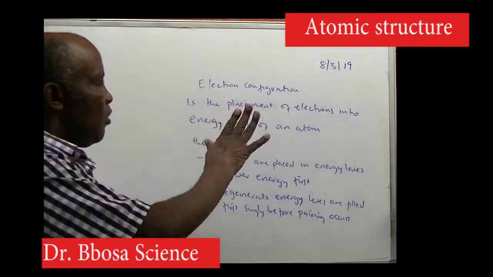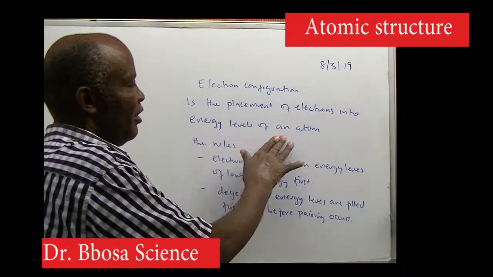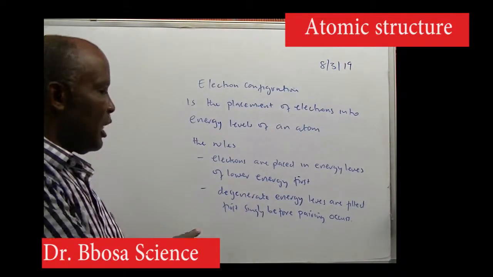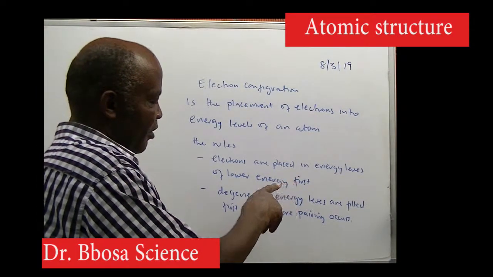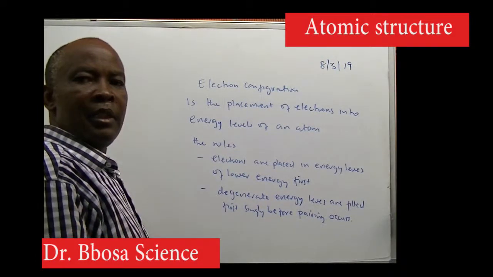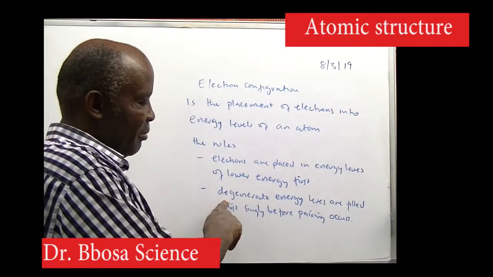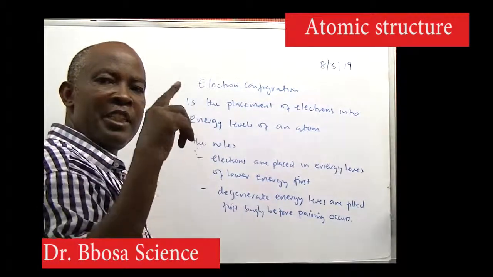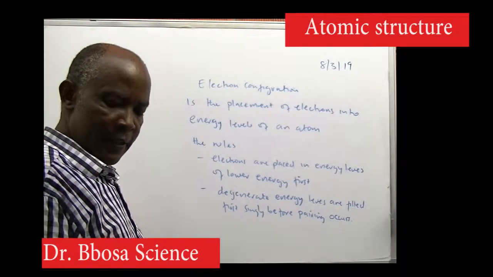Electron configuration is the placement of electrons into energy levels of an atom. The rules are: electrons are placed in energy levels of lower energy first. If orbitals have the same energies, they are first filled singly before pairing begins.